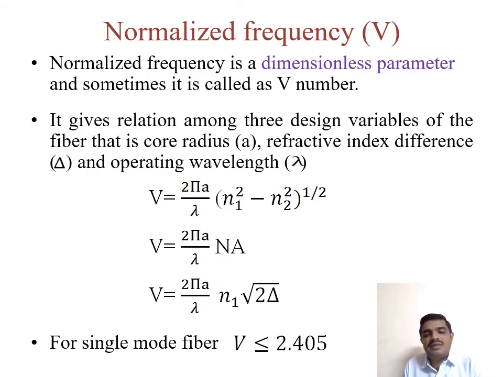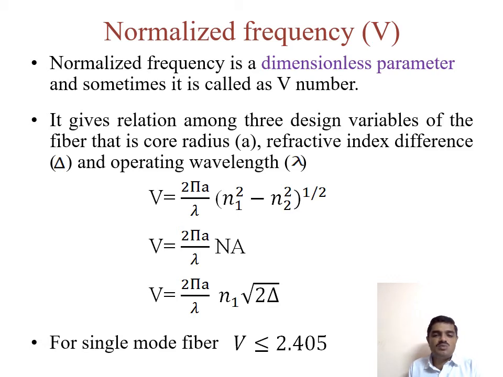Next important parameter, normalized frequency. Normalized frequency is a dimensionless parameter. Sometimes it is called the V number. It gives a relation among three design variables, which is very important: core radius a, relative refractive index difference delta, and operating wavelength lambda. Based on these three design variables, let us write the equation or formula of normalized frequency.